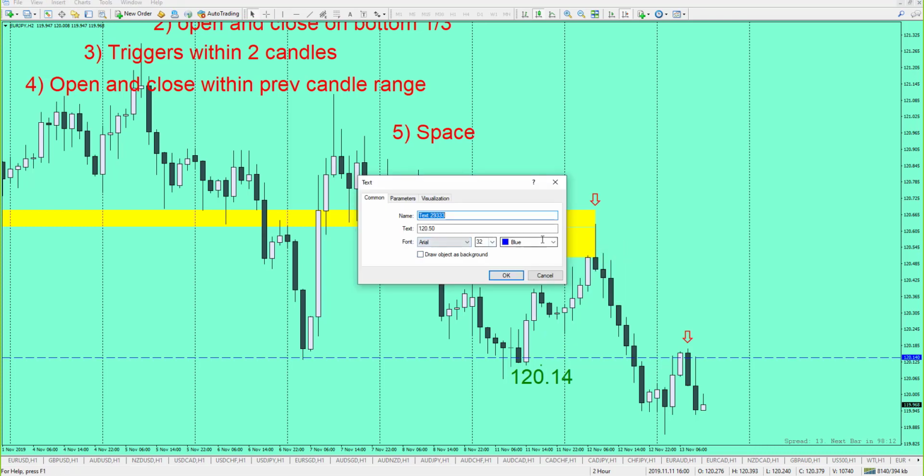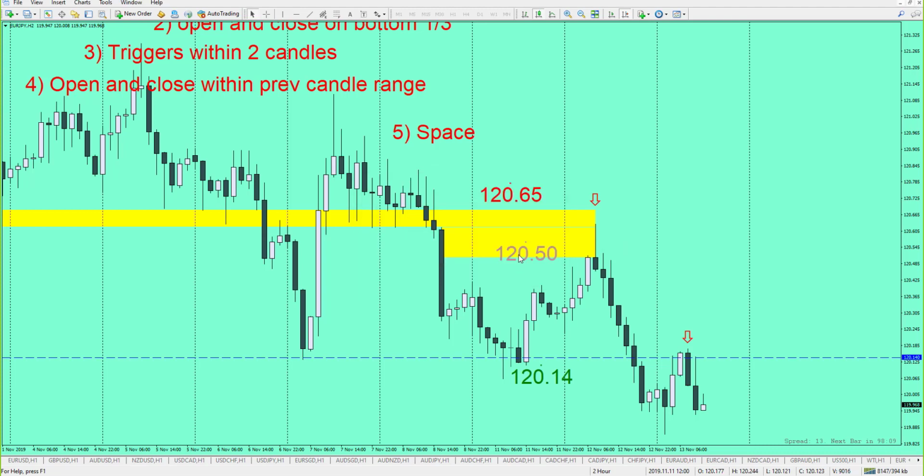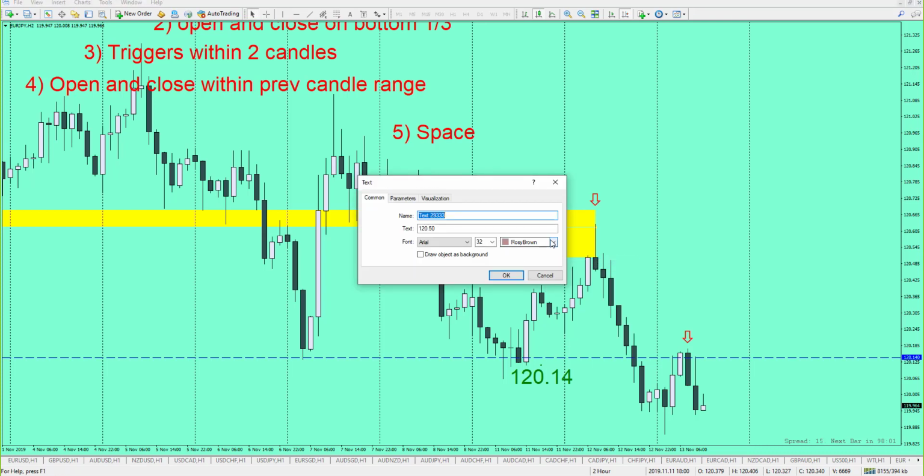I'm going to make it gray. How about that? Or brown or something. Rosy brown. Whoops, I did the number. I meant to do the box. Anyway, you get the idea. I'm not going to mess with it.